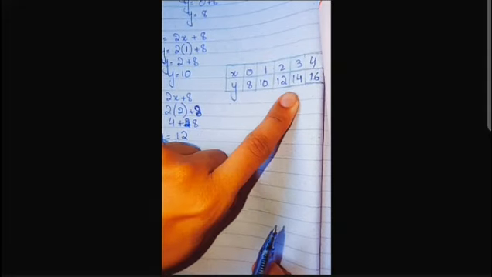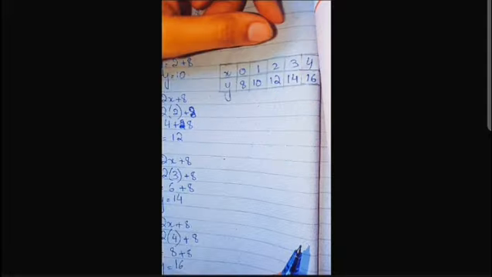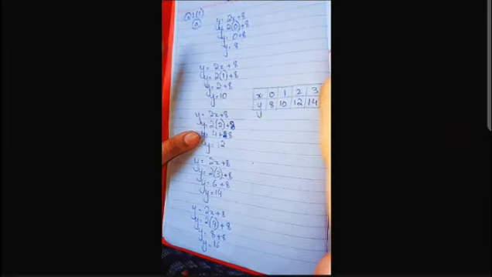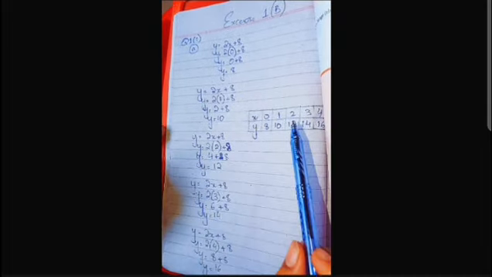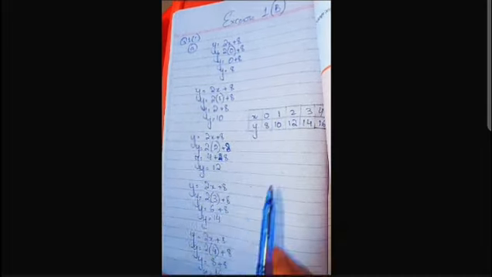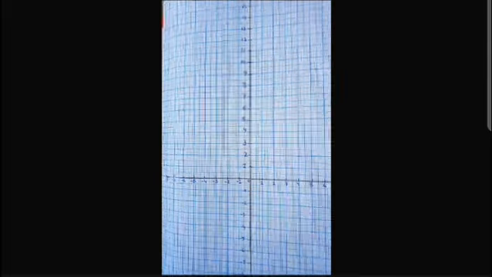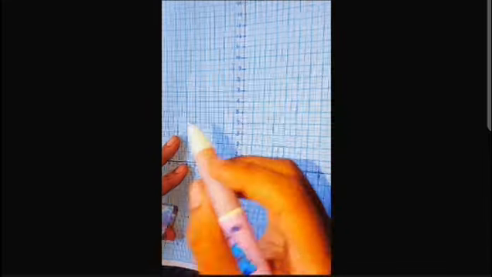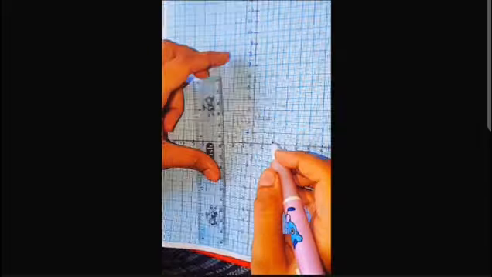Now come to the graph. I am taking a colored pen to show you clearly. When the value of x is 0, the value of y is 8. So go to the x-axis. On the x-axis, 0 is this point. We go up along the line of 0. Here is 8. When x is 0, y is 8. I am marking this point.